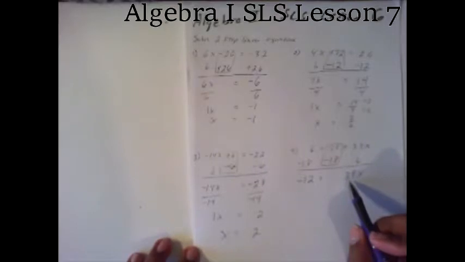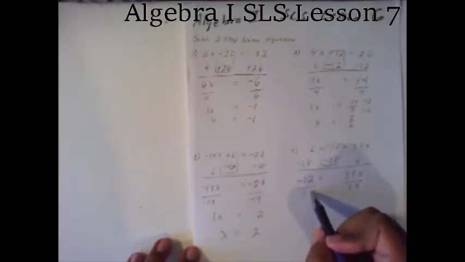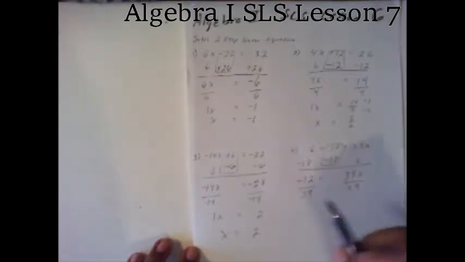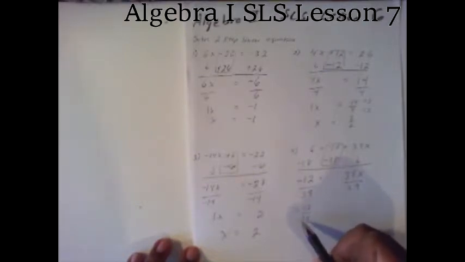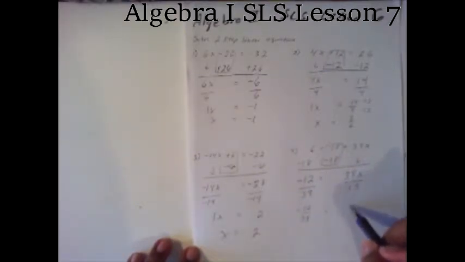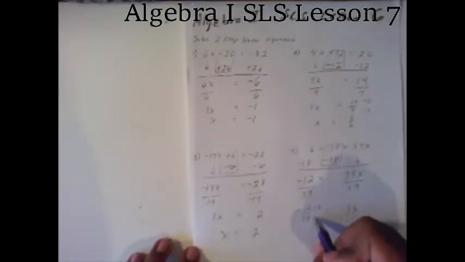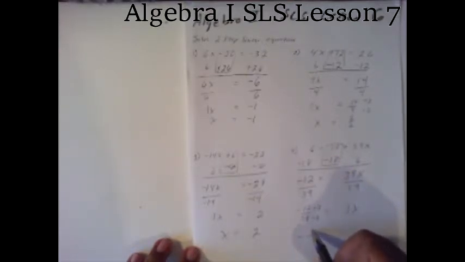Now from here, to get rid of the multiplying 39, I want to use a dividing 39. And what we do to one side, we do to the other. So this comes down as a negative 12 over 39, and this becomes a 1x. Now, the 12 and the 39 can both be divided by 3. So let's divide both by 3. And we end up with a negative 4 over 13, and that is x.